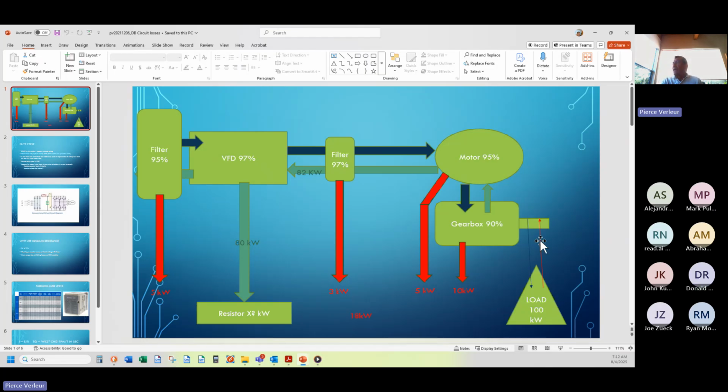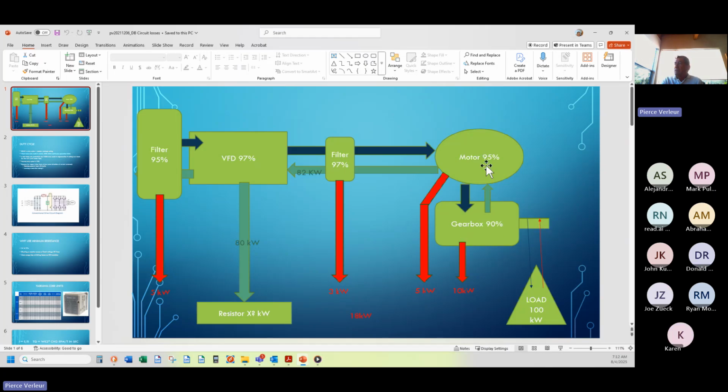When the load is being raised, we're pulling power from the line through the input filter to the VFD, through the VFD to the output filter, if there is one, to the motor, to the gearbox, and the gearbox applies a mechanical torque and lifts the load. When the load is lowering, let's say it takes 100 kilowatts of power to raise the load, then when we lower the load, we're going to get 100 kilowatts back in our face.